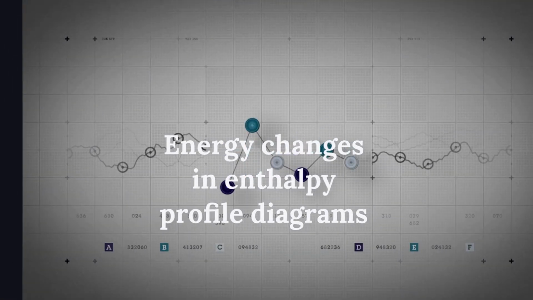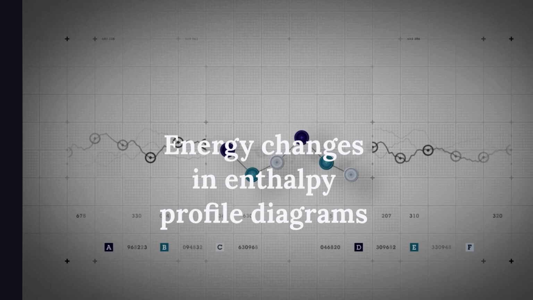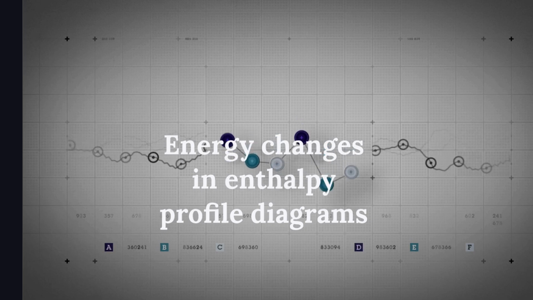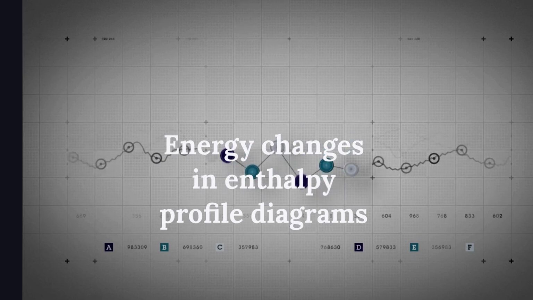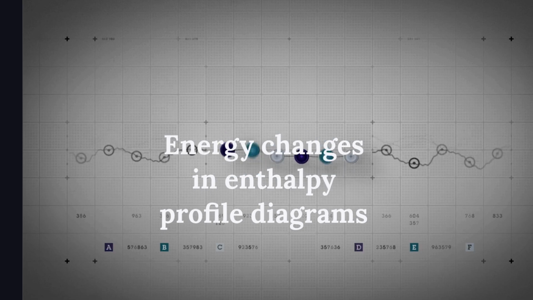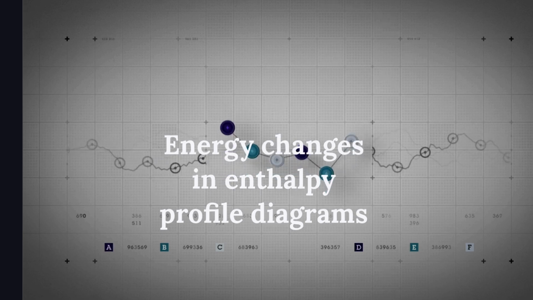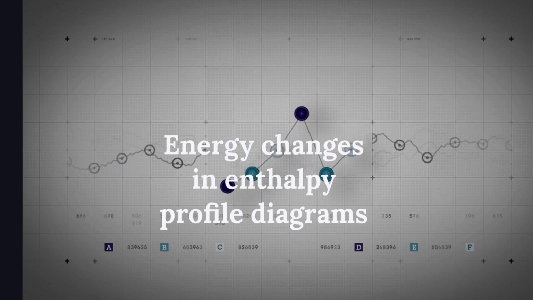Enthalpy profile diagrams visualize energy changes. The vertical axis represents enthalpy. The horizontal axis shows the progress of reaction. Exothermic reactions slope downwards, while endothermic reactions slope upwards. The vertical difference between reactants and products represents delta H.